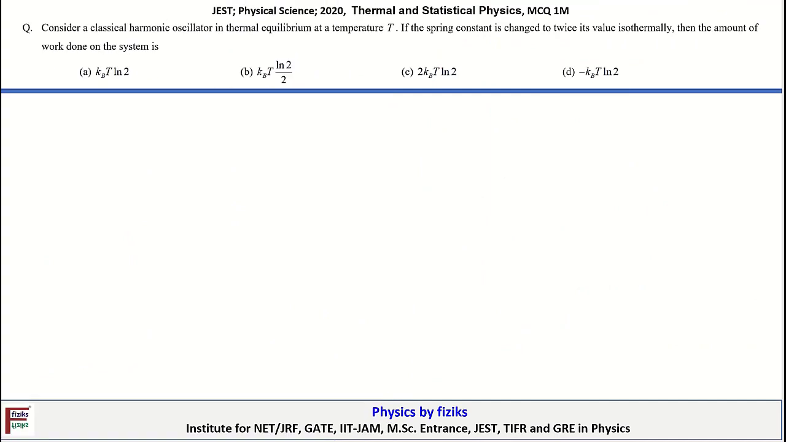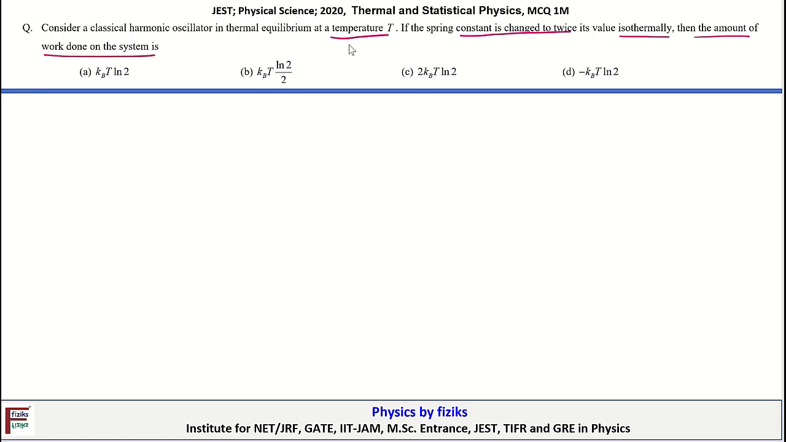Okay, let's take a look at the next problem. The statement is, consider a classical harmonic oscillator in thermal equilibrium at temperature T. So that means the temperature doesn't change. If the spring constant is changed to twice its value isothermally, then the amount of work done on the system is how much?